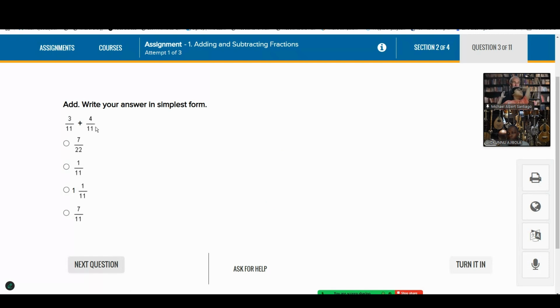Write your answer in the simplest form. What's 3 plus 4? That's 7 over 11, right? Do you understand this one? Yes, I do. You understand it, right? Yeah, I do. Oh, yeah, 3 plus 4, that's 7. That's right, 7. So let's go to the next one.